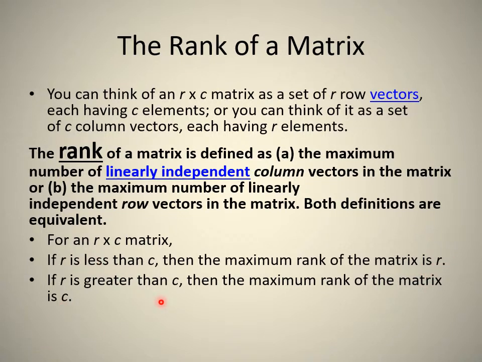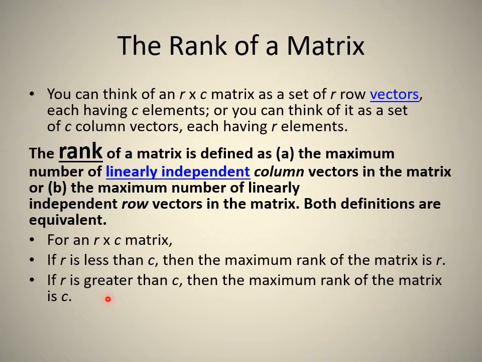If R is greater than C, then the maximum rank of the matrix will be C. So basically, for any size of a matrix, as you describe it by number of rows and columns, the rank of the matrix will be maximized. It will be R by C if there's no linear dependency amongst any row or any column. If any row or any column is dependent on another row or column, it will reduce the rank of the matrix.